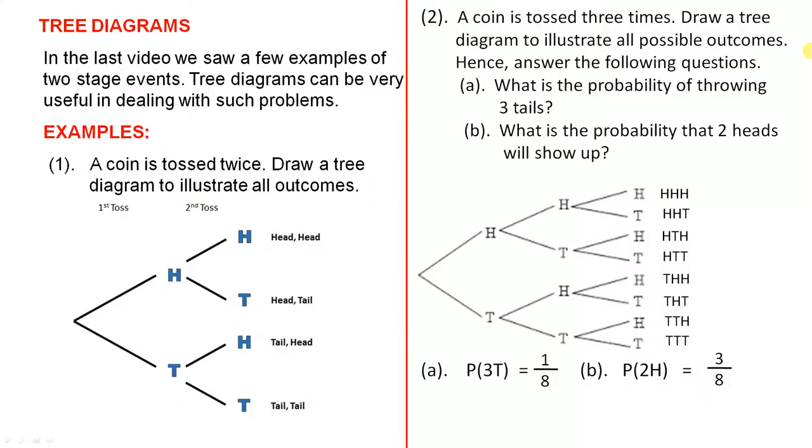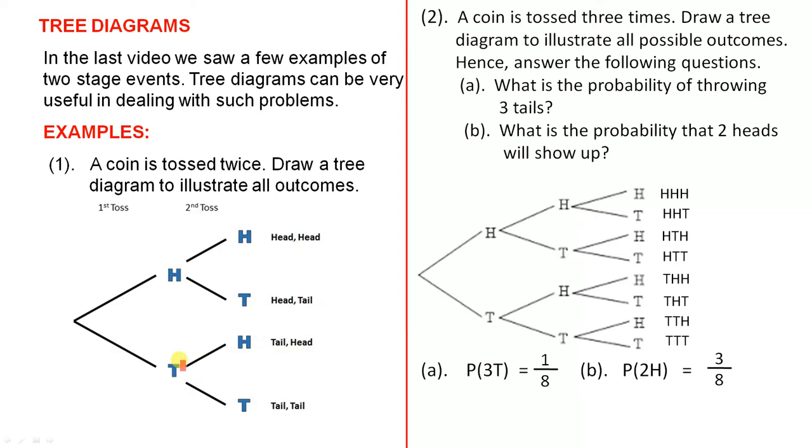Tree diagrams. In the last video we saw a few examples of two-stage events. Tree diagrams can be very useful in dealing with such problems. Example: a coin is tossed twice. Draw a tree diagram to illustrate all the outcomes. So here's a very simple tree diagram. When you toss the first coin, you have a choice of a head or a tail. If the first toss was a head, then the second toss can be a head or a tail.